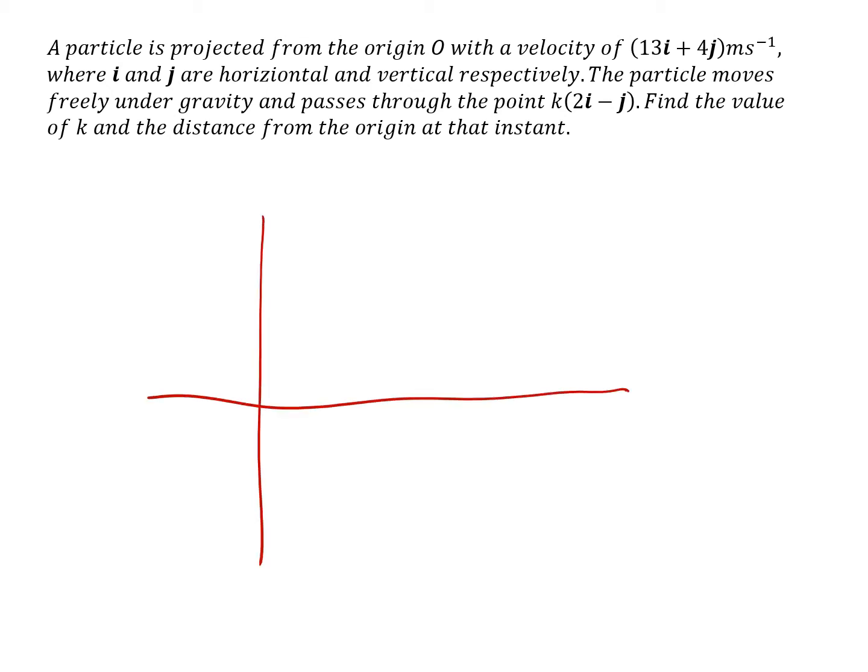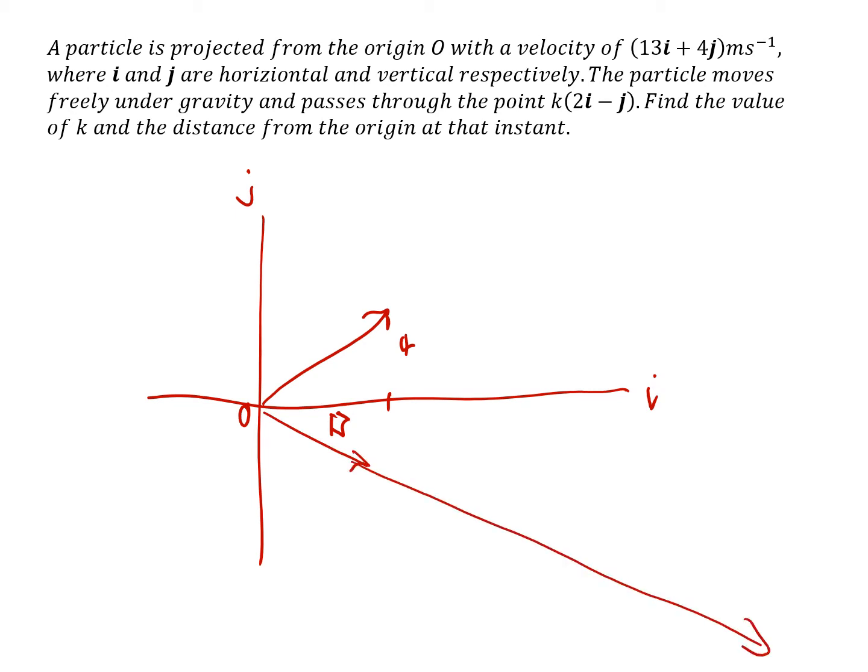I've got my x and y axes, the i and j directions here, then my initial velocity is something like that, 13, 4. So if my origin is here, my particle is going to go something like that. And the point K, the point that it passes through, is a multiple of the vector 2i minus j. So 2i minus j is something like that direction. That's the point there that we're interested in.